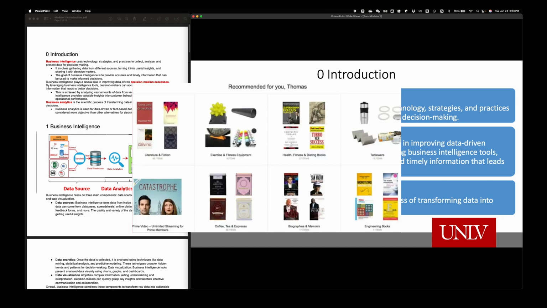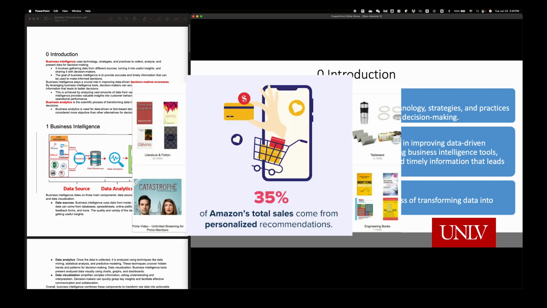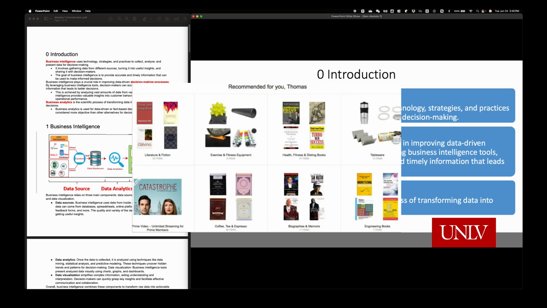For example, Amazon uses customer data such as browsing history, purchase behavior, and search activity to recommend products. These personalized recommendations significantly increase sales. In fact, they account for about 35% of Amazon's revenue. Data drives product suggestions, helping customers discover items they're likely to buy.